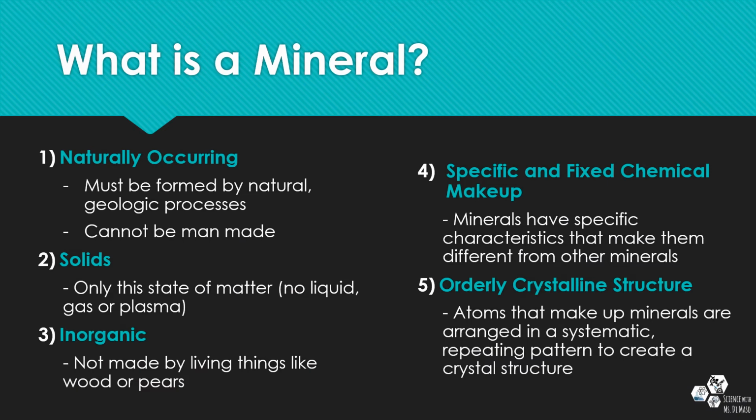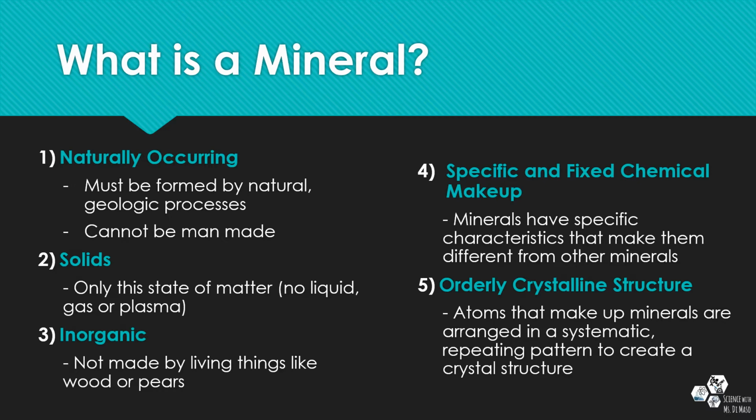So by naturally occurring, we mean it has to be formed by natural processes. It can't be something that we made in a lab. It can't be man-made. The second point says they have to be solids. This means no liquids, no gases. They can only be the hard, solid state of matter.